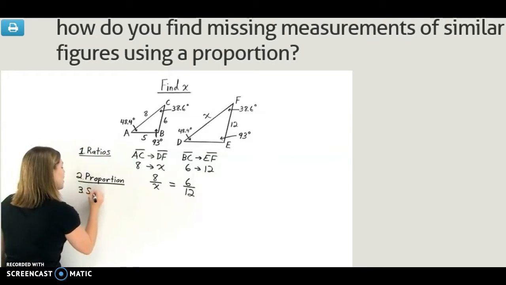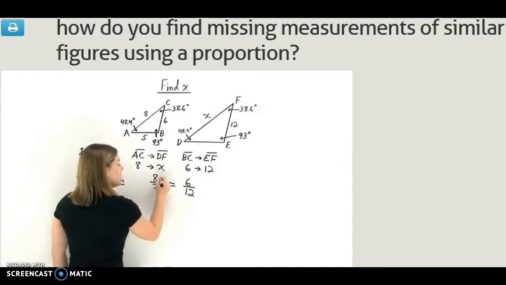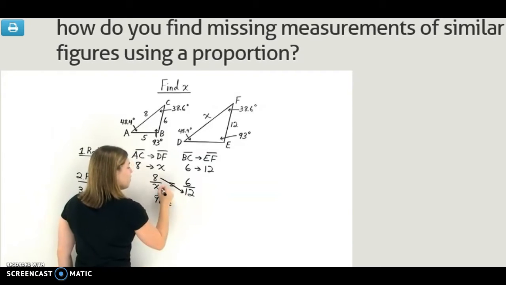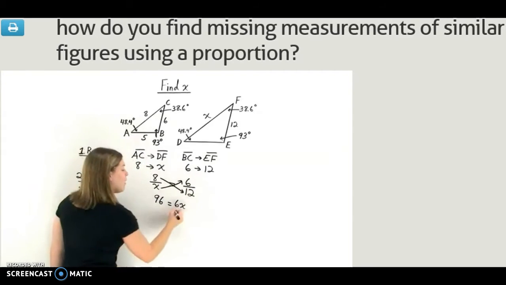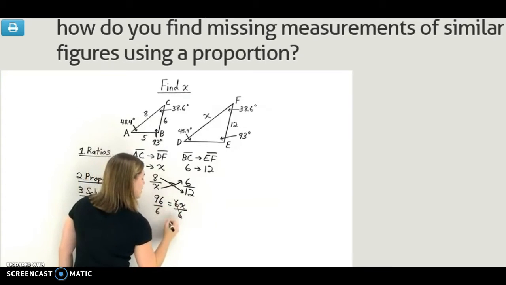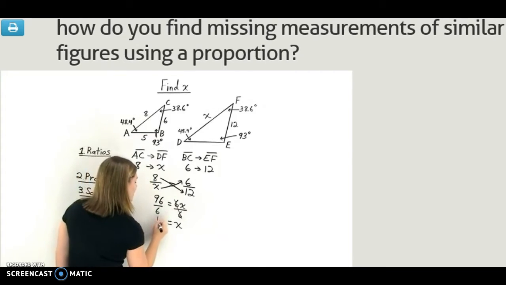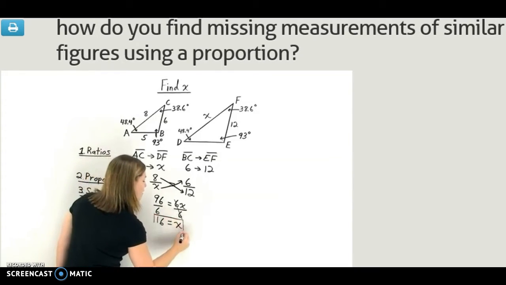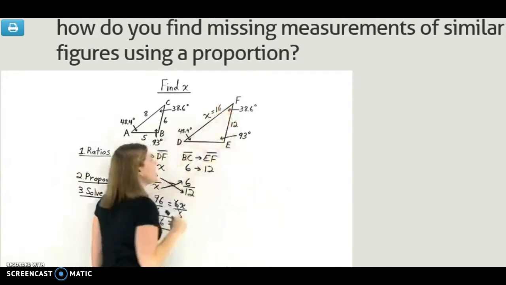So, in step number 3, we need to use the means extremes property of proportions to solve for x. So, we take 8 times 12, and we get 96. Then, we take x times 6, and we get 6x. In order to get x by itself, we need to divide by 6 on both sides of the equal sign. Over here, these 6's cancel out, and we're just left with x. When we take 96 divided by 6, we get 16. And look, we now have a value for x. We have found that missing measurement. X is equal to 16.